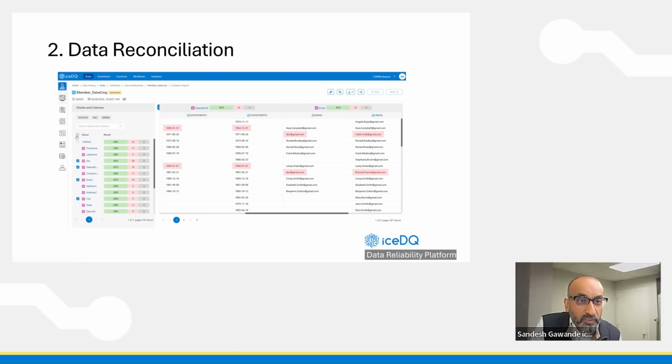Then let's look at: does the iceDQ platform provide automated data reconciliation? Yes, that's the whole purpose of iceDQ. It is an automated platform. Of course, I can't bring up everything over here, but we can definitely show you that.